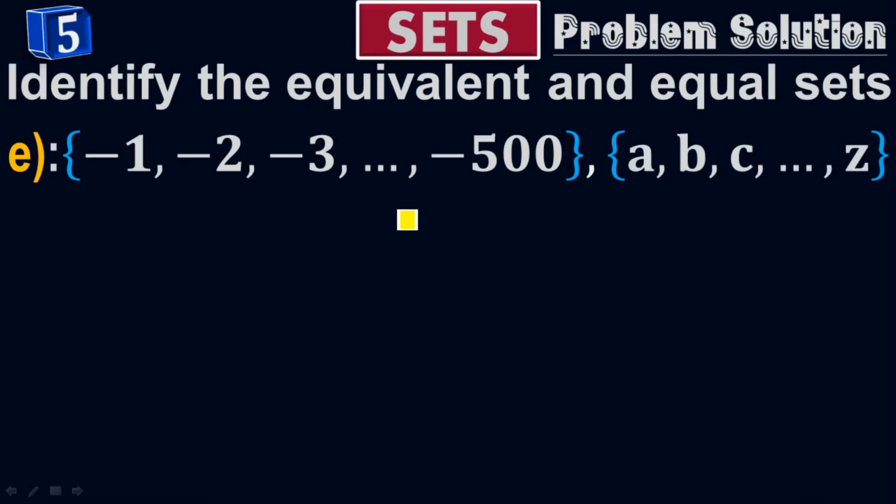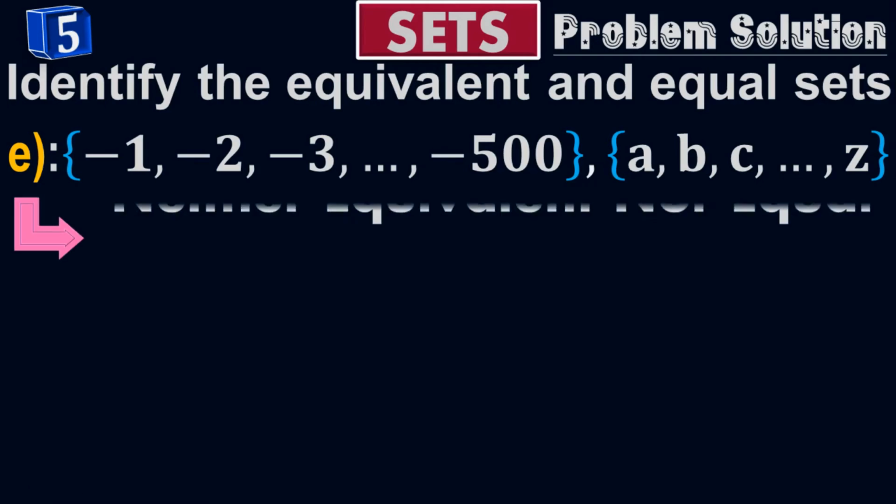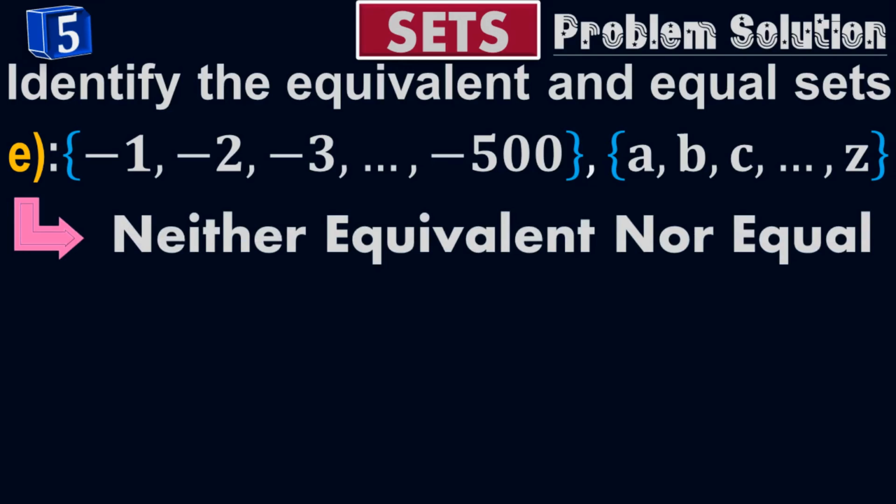Part E. Again, we have a pair of sets. The first set is the set of negative integers from -1 up to -500. Second set is the set of English alphabets from A up to Z. Can we say that they are equivalent and equal? No, they are neither equivalent nor equal.